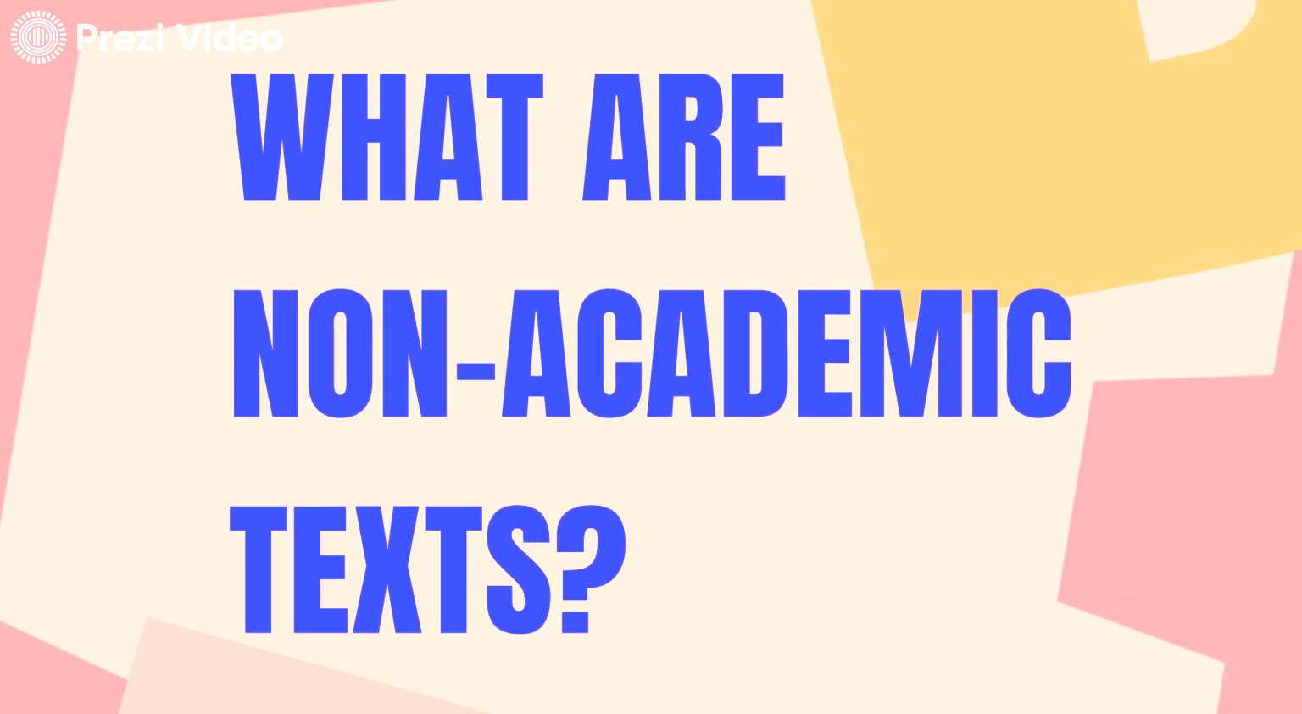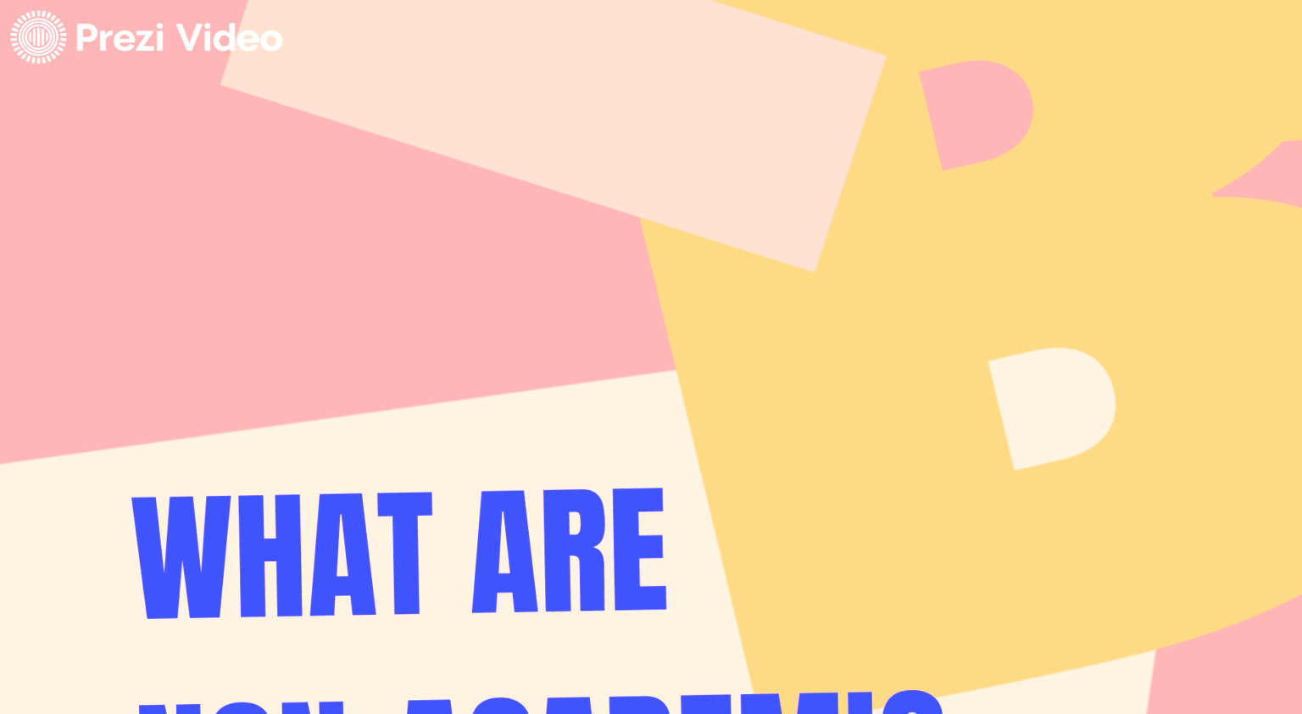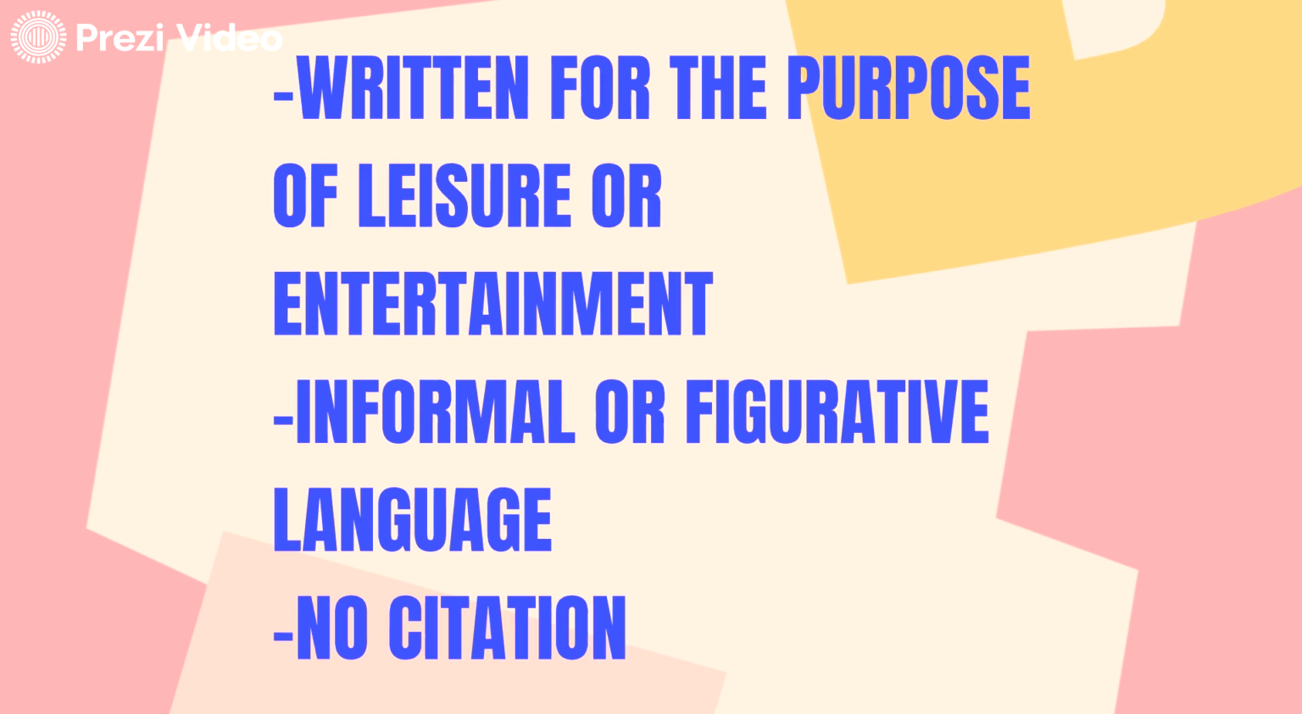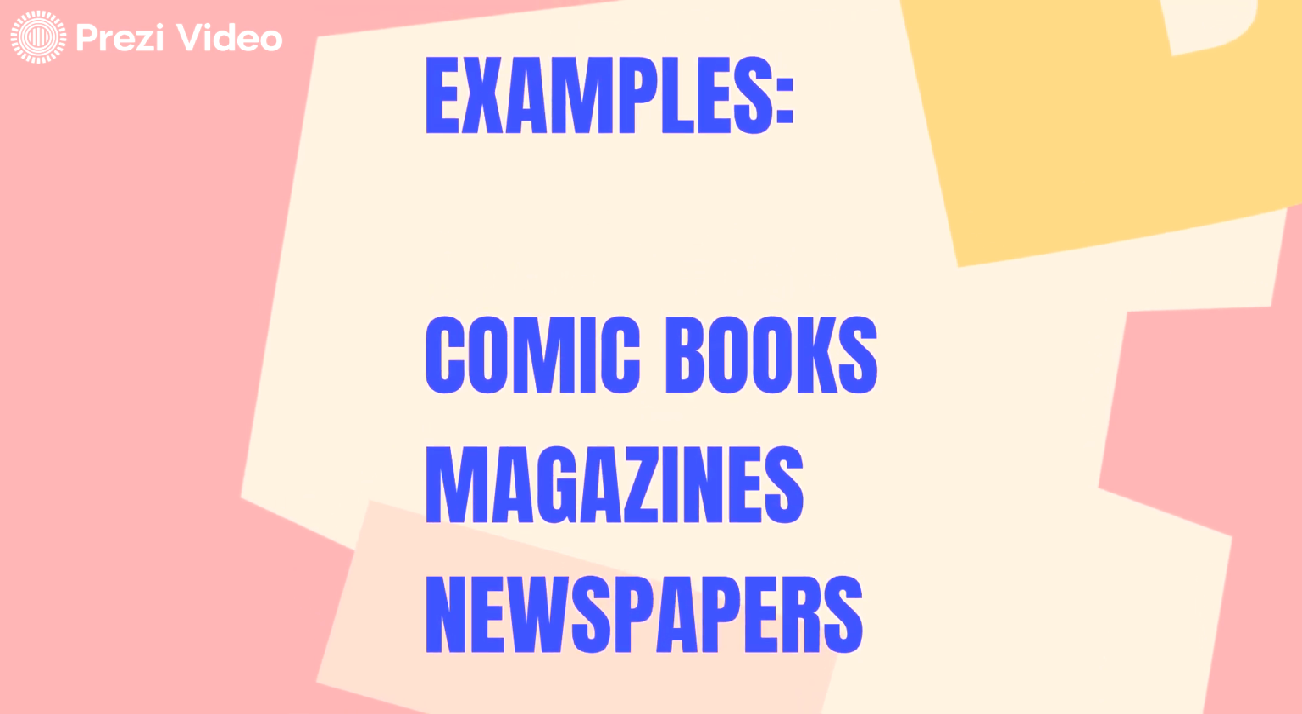Now, on the other hand, what are non-academic texts? Well, non-academic texts are those which are written for the purpose of leisure or entertainment, and they usually use informal or figurative language, and sometimes citations are not even necessary in this type of text. Now, what are some examples? We have comic books, magazines, and newspapers.